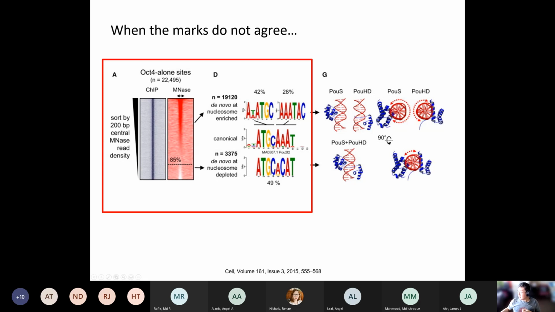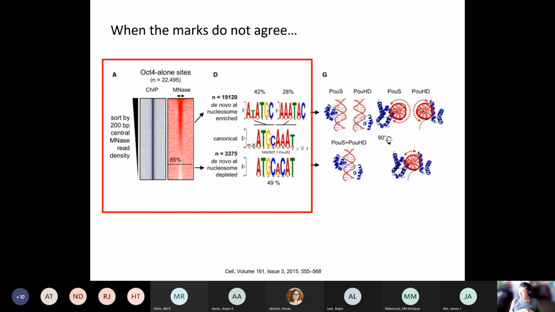So in the bottom here, it's called a de novo nucleosome-depleted site. This is the original binding site of Oct4. Oct4 can bind because it is nucleosome depleted. Well, the top sequence is nucleosome enriched, and Oct4 can still bind. And the binding sequence here is very different from the original binding site of Oct4.